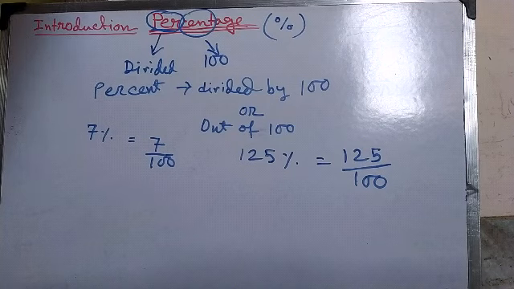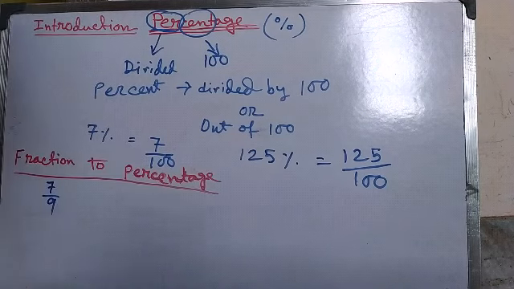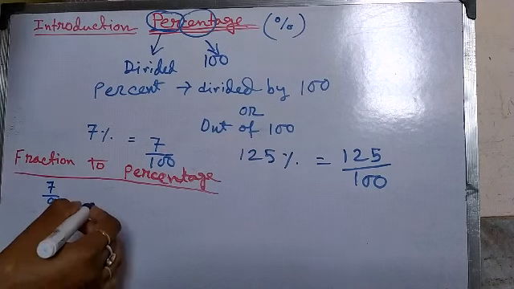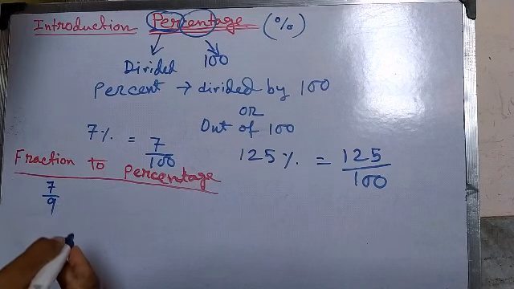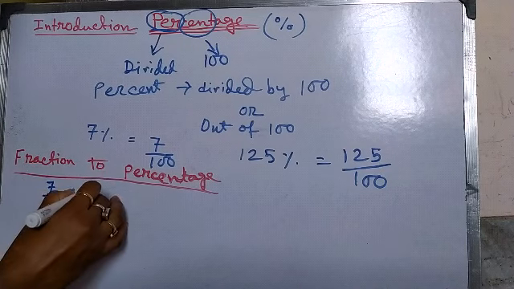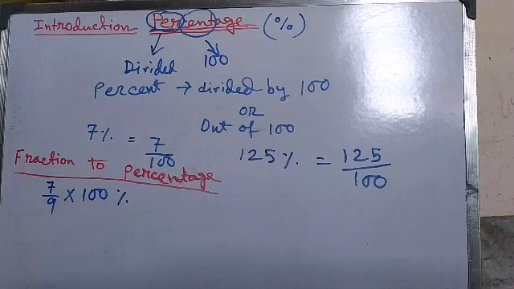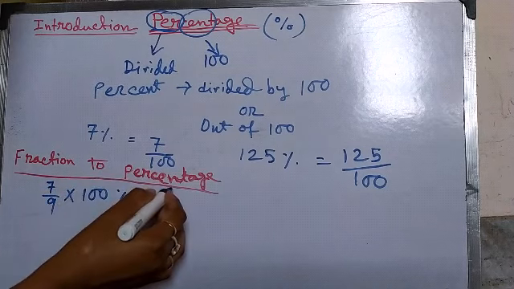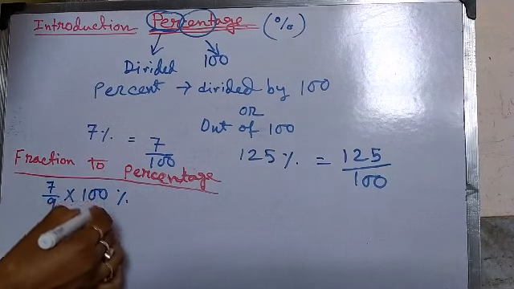Now I will discuss some properties, that means some rules, how to convert fraction into a percentage. Now fraction to percentage, how to convert. Suppose 7 by 9 this fraction is given, then how to convert it into percentage. Every time when we make any fractional number or decimal number into a percentage, we have to multiply it by 100%.